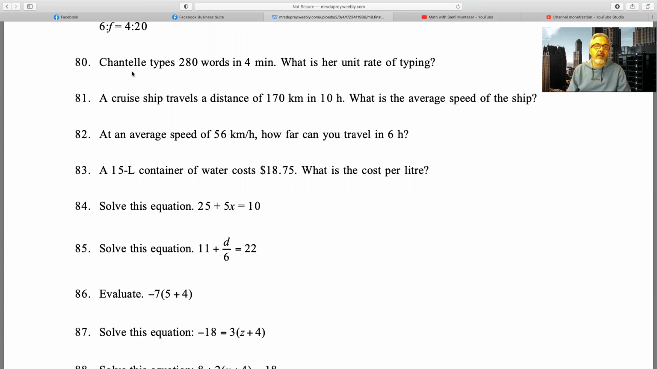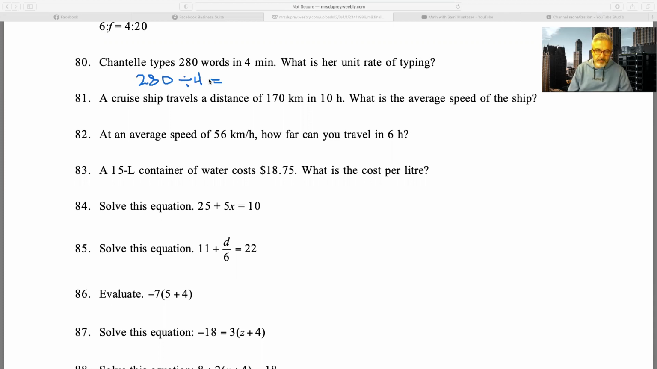So Chantal types 280 words in 4 minutes. What's her unit rate of typing? So basically they want to know how many words she could type per minute. And therefore you do 280 divided by 4, which equals 70 words per minute. So that's her unit rate.